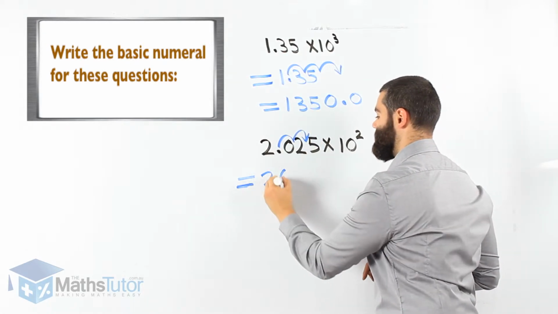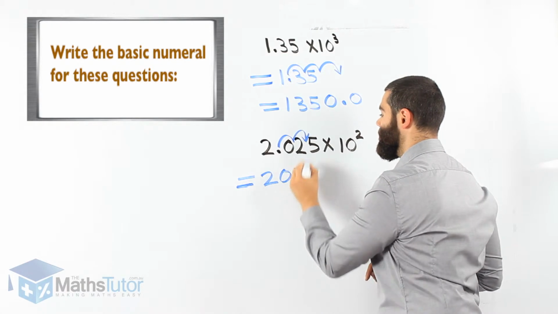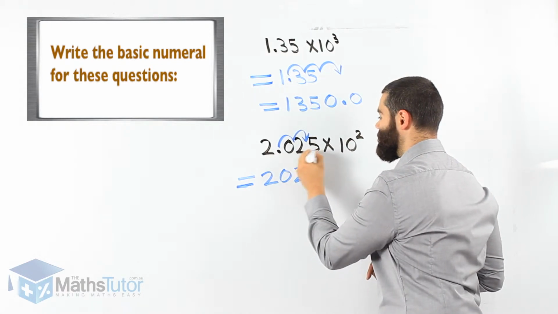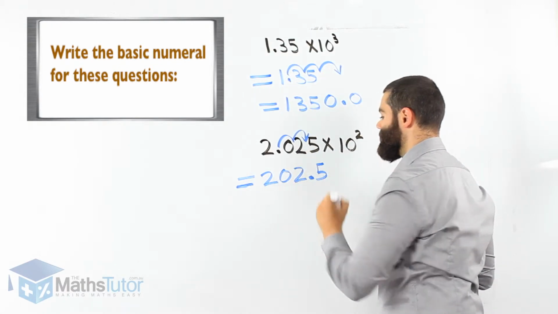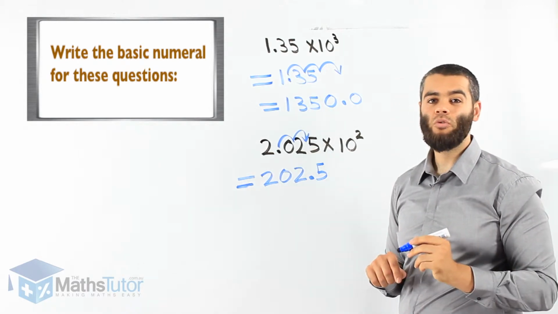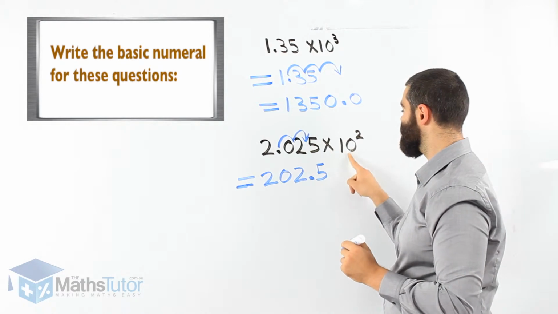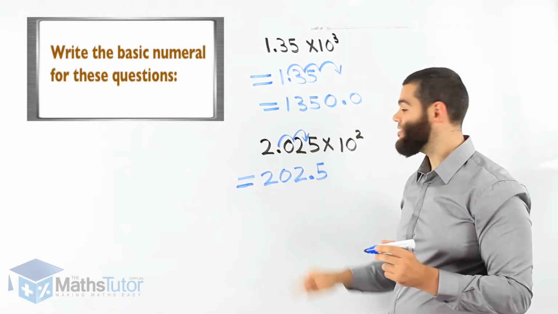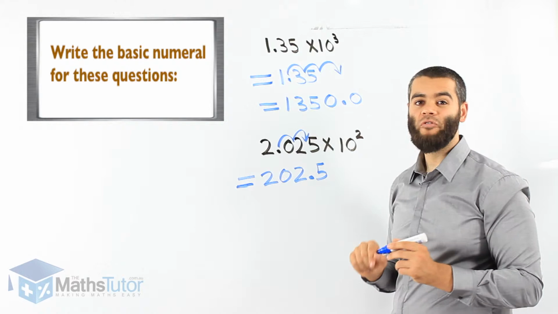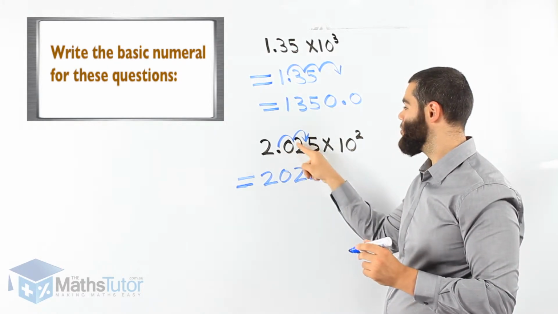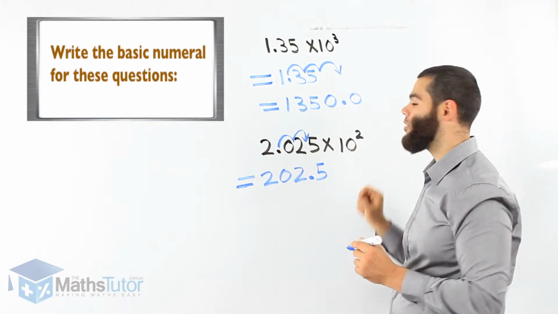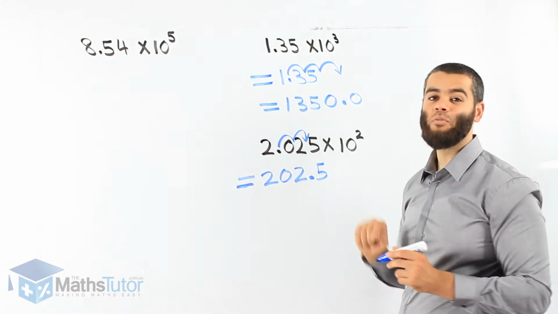2, 0, 2. Now we're going to put our point between the 2 and the 5. Our answer is 202.5. So 2.025 times 10 to the power of 2 is exactly the same as 202.5. We grab our point and we move to the right twice because it's 10 to the power of 2. Next one.